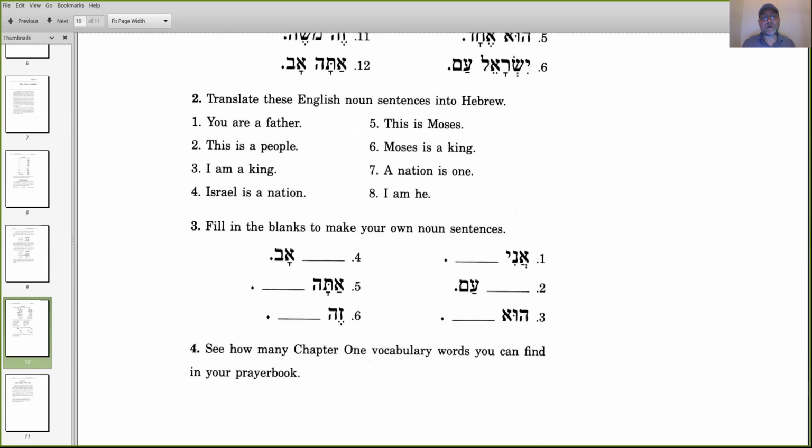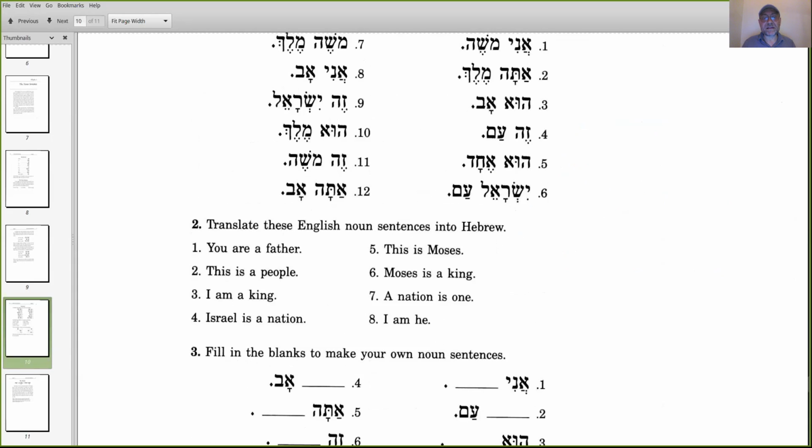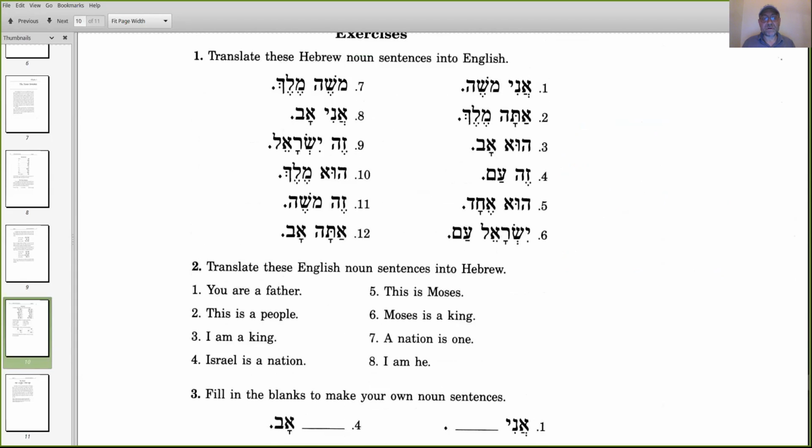Okay, so now we have to translate these English noun sentences into Hebrew. This is going to give you some Hebrew practice a little bit here. Okay, there we go. So, number one, you are a father.